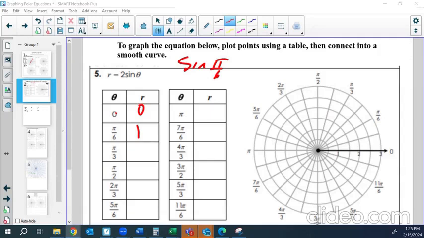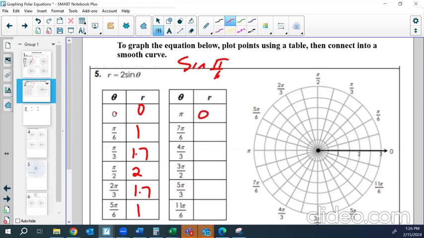So the sine of pi over 3 is square root of 3 over 2, which is 0.866 times 2 gives you 1.7. Okay. Sine of pi over 2 is 1 times 2 is 2. Sine of 2 pi over 3 again is square root of 3 over 2, which is 0.866 times 2 gives you 1.7. And sine of pi over 6, that is 1/2 times 2 gives you 1. Okay. Sine of pi is 0.